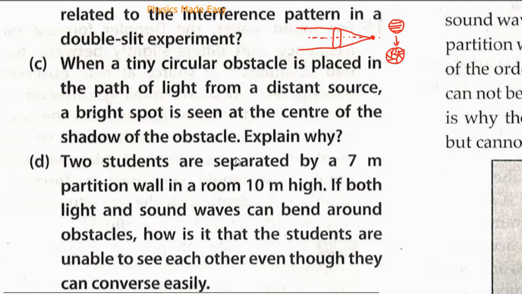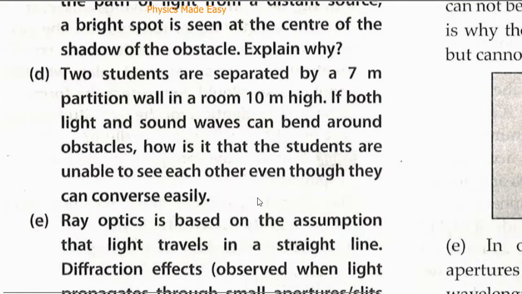Two students are separated by a 7 meter partition wall in a room of length 10 meters. If both light and sound waves can bend around obstacles, how is it that the students are able to talk to each other easily but not see each other? Now, what is this question? Two students are separated by a 7-meter wall.